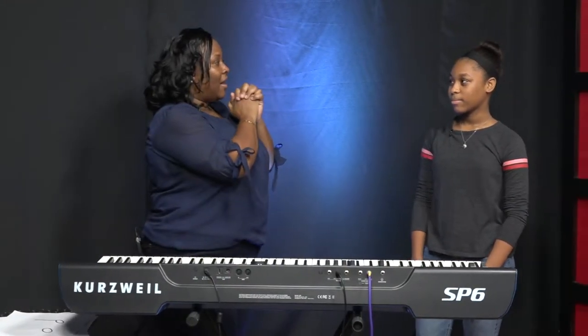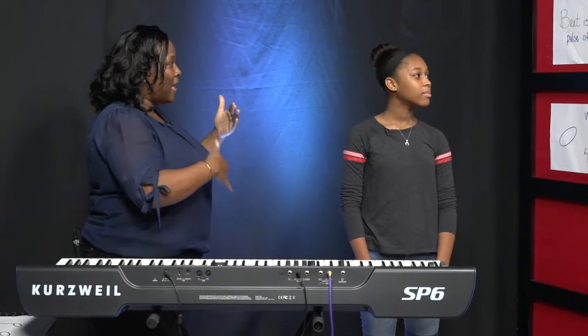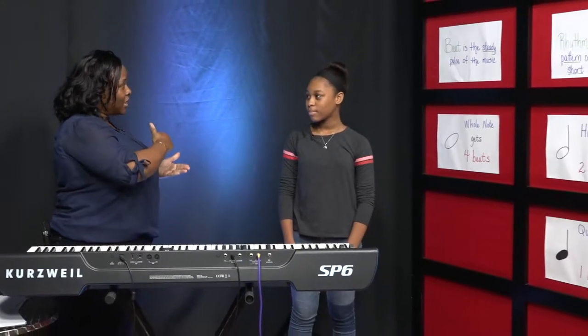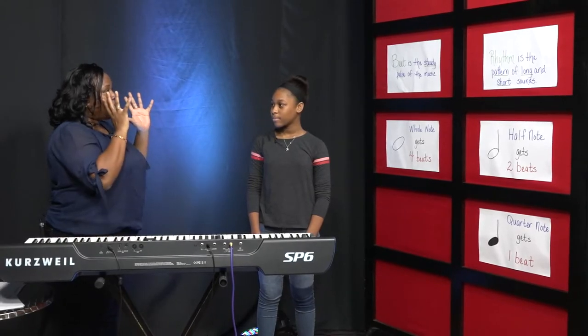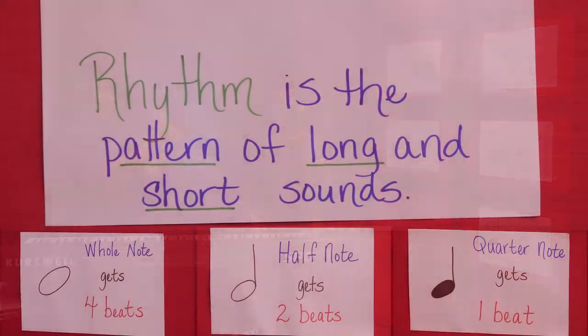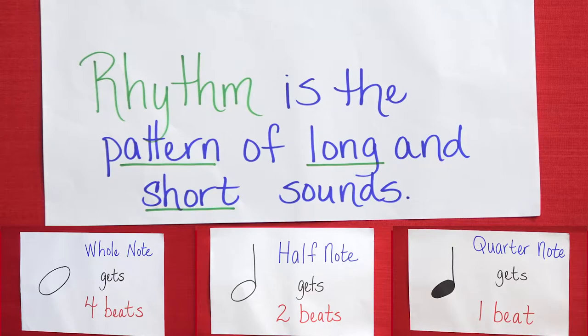So we are able to keep a beat while we are singing a song. Remember that the beat is steady. And we are able to say different rhythms using what three types of notes? The whole note. The half note. And the quarter note.